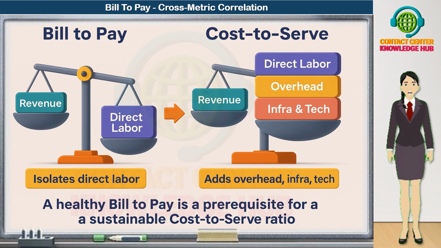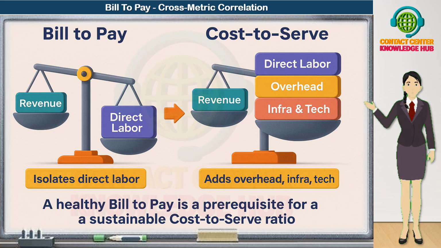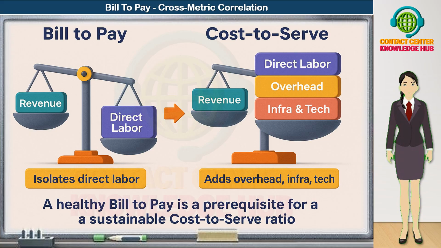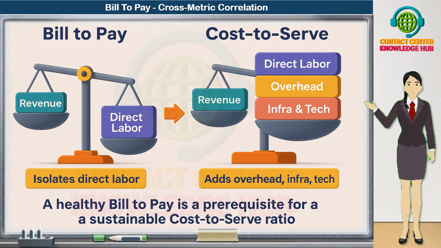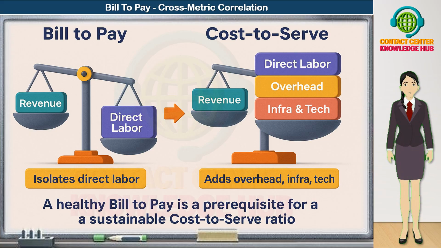Let's look at how cost to serve correlates with the bill-to-pay ratio. While bill-to-pay isolates only direct labor costs, cost to serve goes a step further. It includes overheads, infrastructure, technology, and other support costs. In essence, cost to serve gives a fuller picture of total operational expenses.